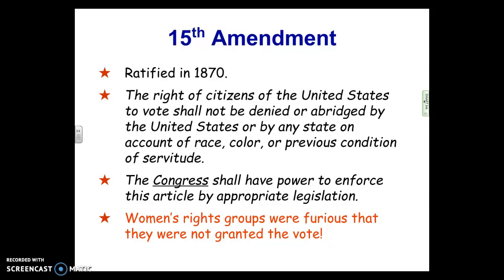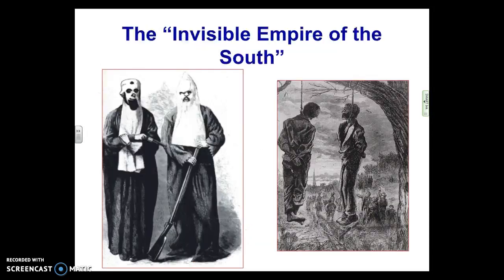The group that really was unhappy about this was women's rights groups. They've been fighting for the right to vote since the 1830s, and now while African American men could vote, women were still not allowed to vote and would not be allowed to vote until 1920. And so a lot of women's rights movements saw this as kind of a setback, that they have been asking for the right to vote, and it's being given to African Americans, but not given to them. And if you're an African American woman, it's kind of a double whammy that way.